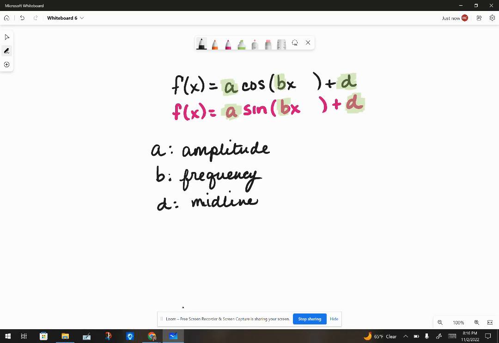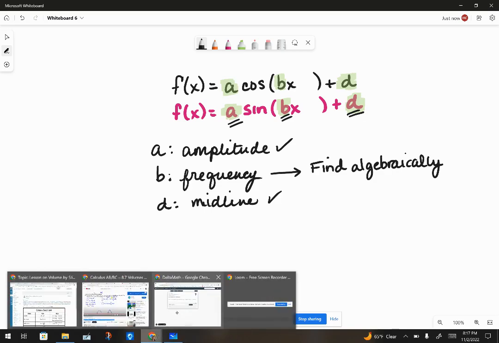So let us find and set up the problem. Again, we are going to look for those three values. Two of them are given to us, amplitude and midline, and for frequency you are going to do some algebra and evaluate to be able to substitute with that answer. Okay, so let's go back over here.